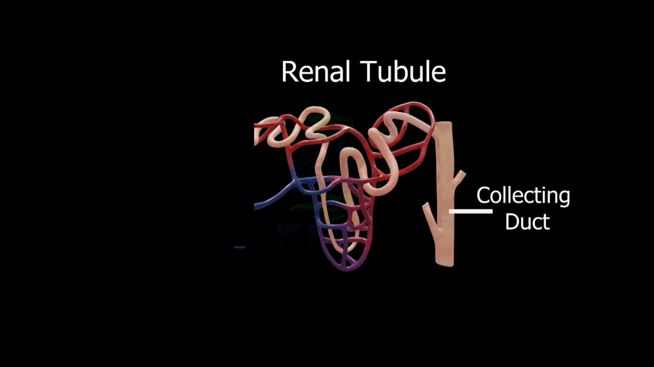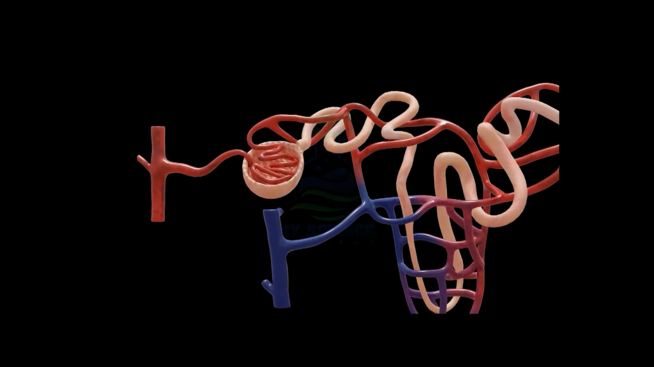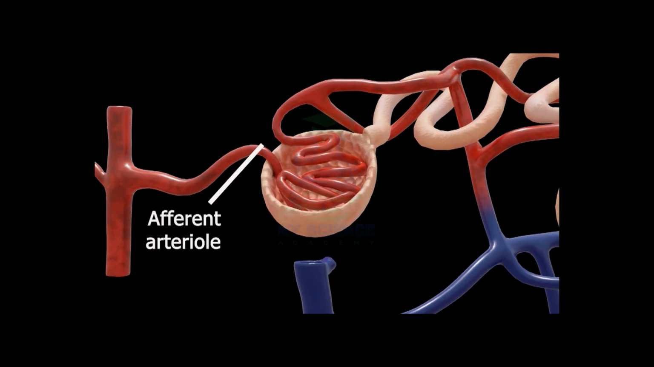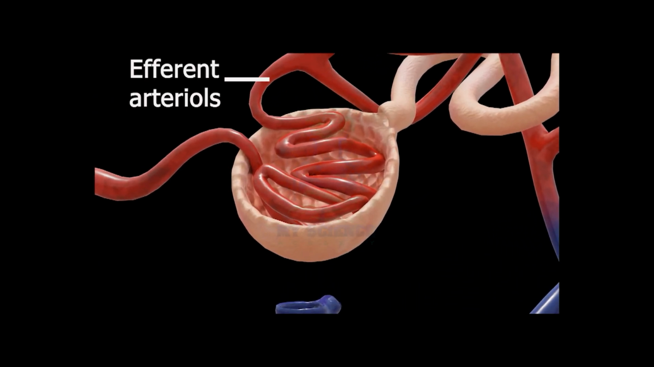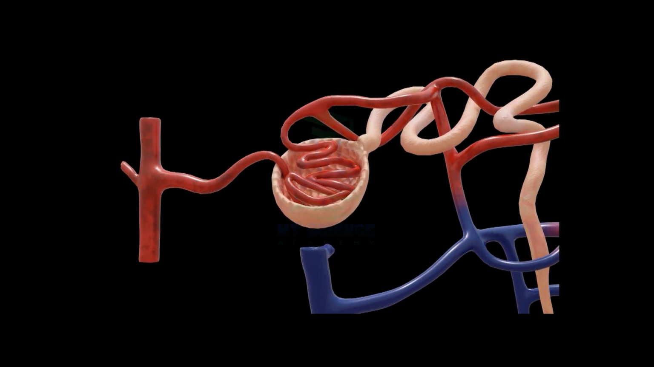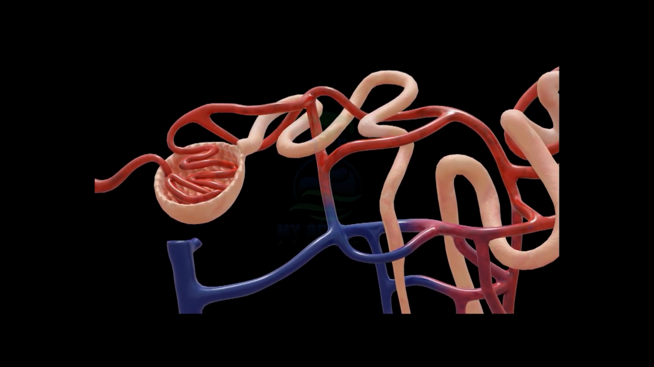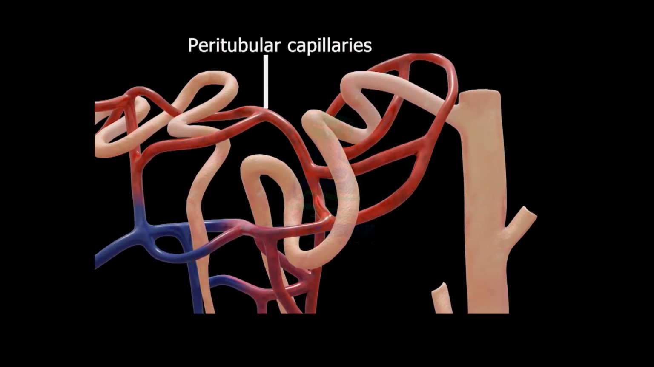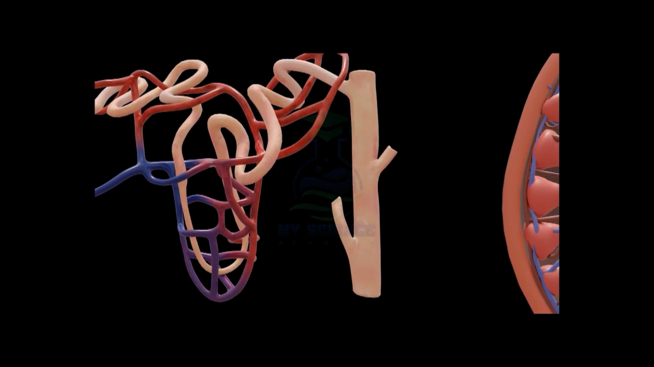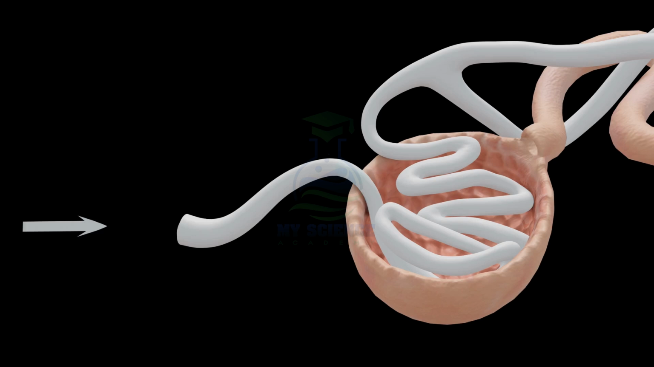Let us see the vascular system of the nephron. Blood enters the glomerulus of the nephron through afferent arterioles and leaves the glomerulus through efferent arterioles. From here, blood enters into the peritubular capillaries that surround the convoluted portion of the nephron, then enters into the vasa recta that surrounds the loop of Henle.